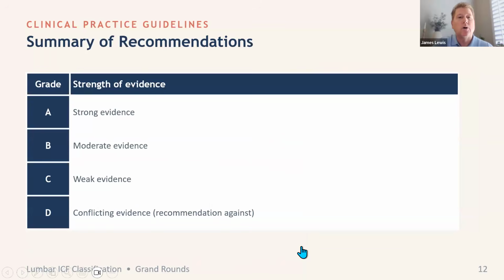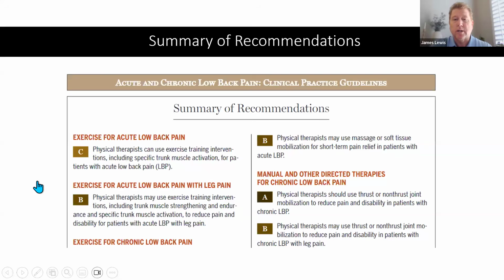All right. So what we're going to see when we look at the summary of recommendations is you'll see A, B, C, D as a grading system, and then the corresponding strong all the way down to weak evidence and conflicting evidence. In other words, they would recommend against that for a level D. So this is just a quick screenshot from the actual summary of recommendations.